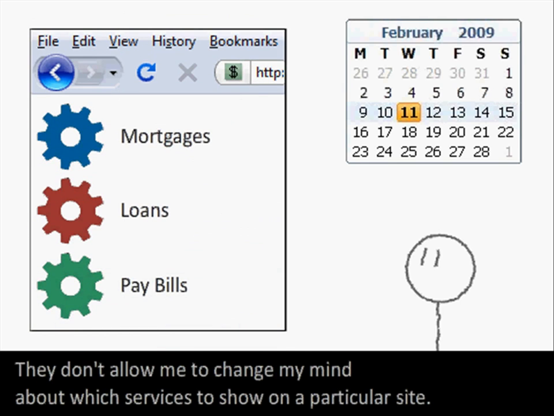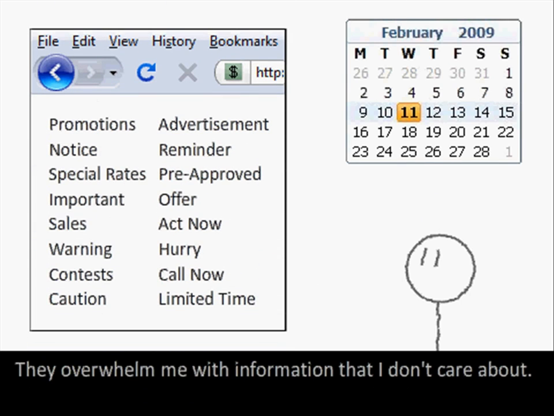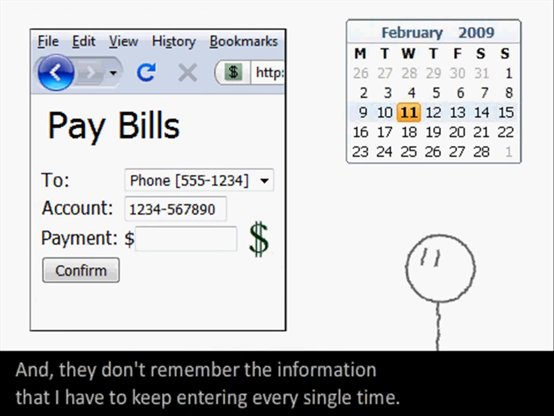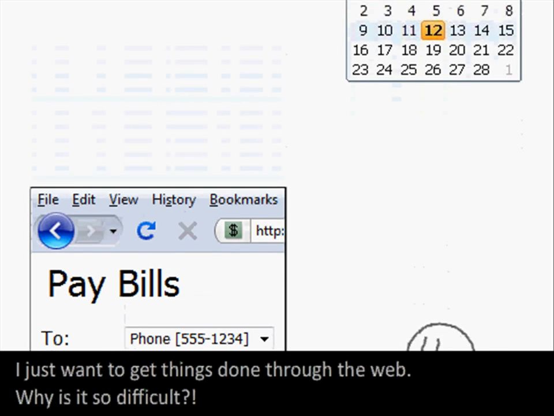They don't allow me to change my mind about which services to show on a particular site. They overwhelm me with information that I don't care about. And they don't remember the information that I have to keep entering every single time. I just want to get things done through the web. Why is it so difficult?